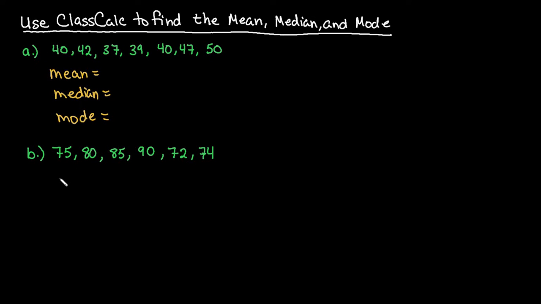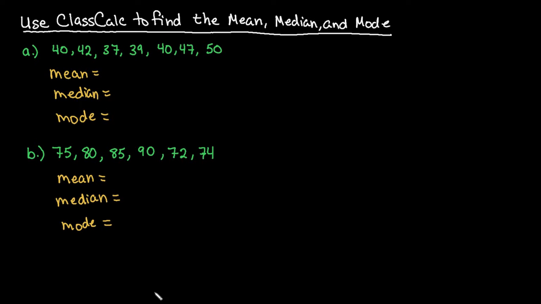terms that you have. The median, if you were doing it by hand, you would have to put it in order and then find the very middle number. And the mode is the one that occurs the most frequently. Okay, so with this, we're going to take this data set.